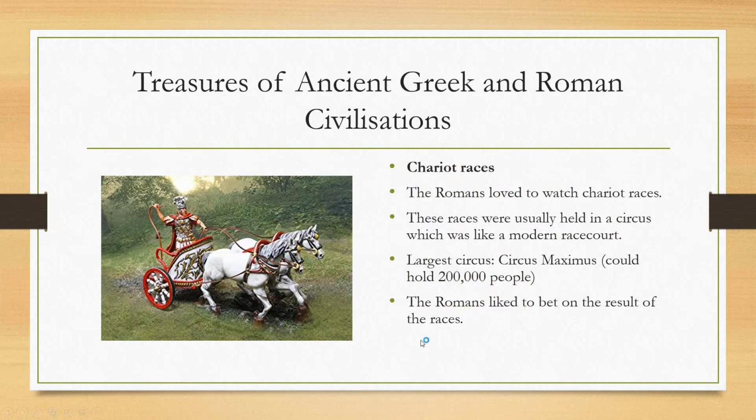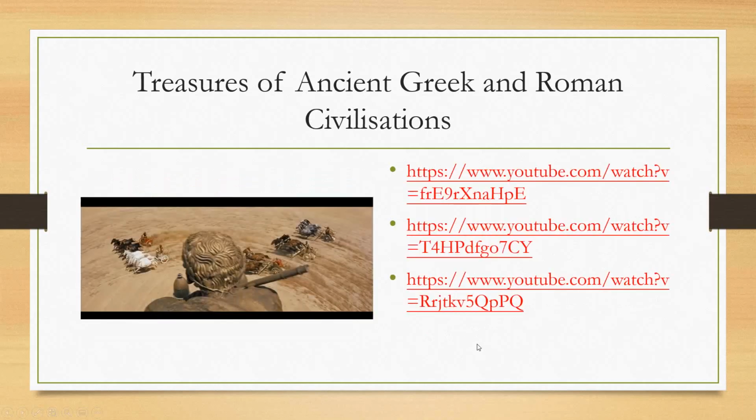And now we will move to the last area, which is ancient Greek and Roman entertainment. Certainly we will mainly focus upon Roman entertainment. They loved chariot races. They loved to watch them. These races were usually held in circuses, and the largest one was the Circus Maximus, which could hold 200,000 people. And definitely there would be lots of gambling on the results of these races. Here you may refer to some videos on such chariot races.